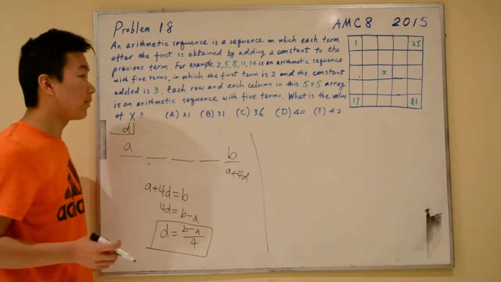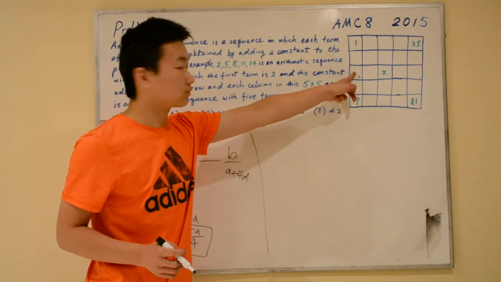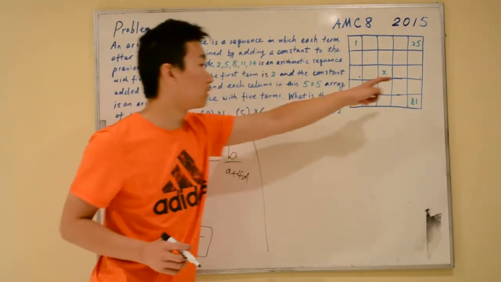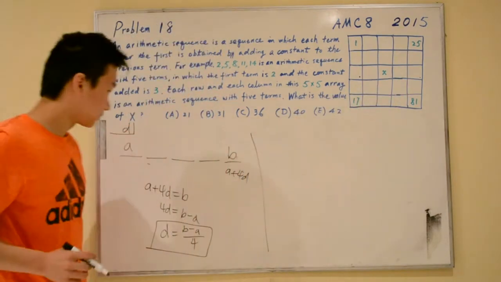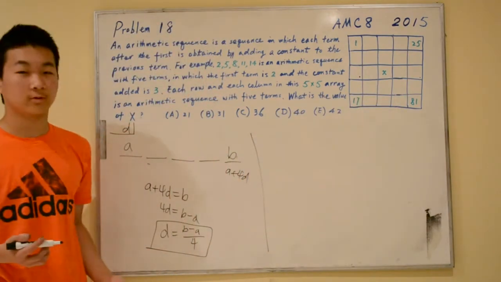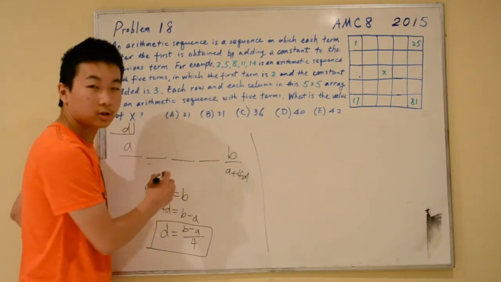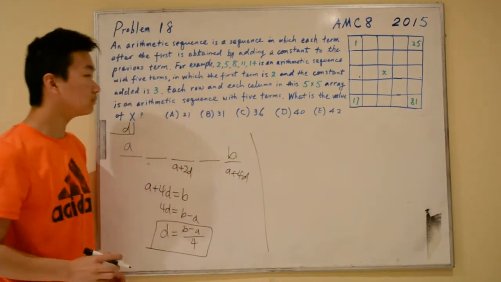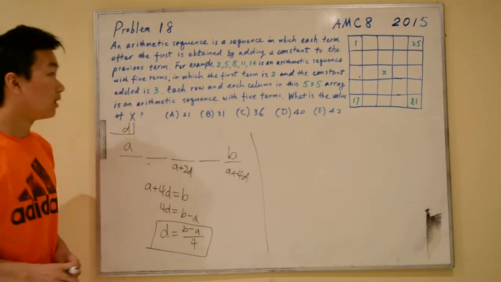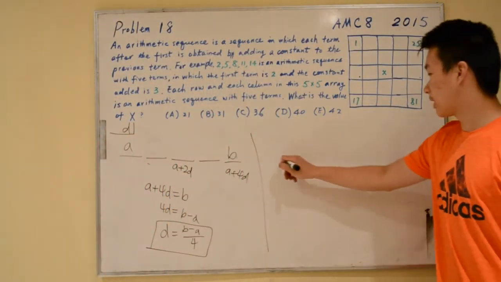There's also a commonality in all of these arithmetic sequences: we're looking for the middle term. This is the middle of this one, this is the middle of this, and x is the middle of this row. So it would be useful to write the middle term out in terms of A and D. The middle term is just A plus 2D. Okay, so let's use these now. For the first one, it looks something like this.